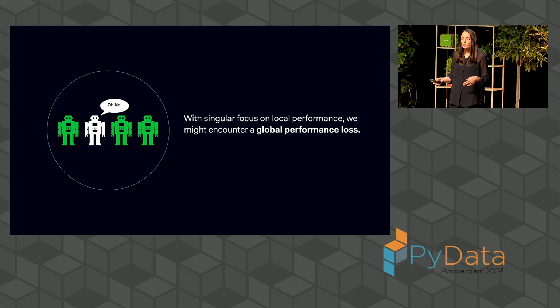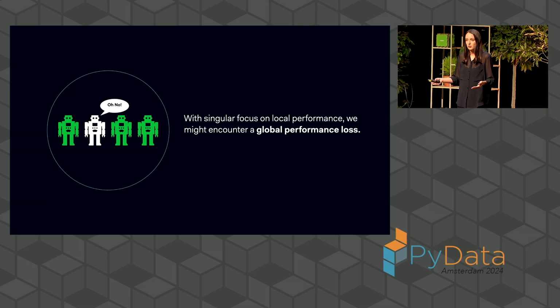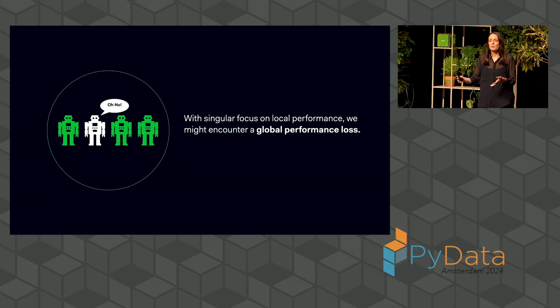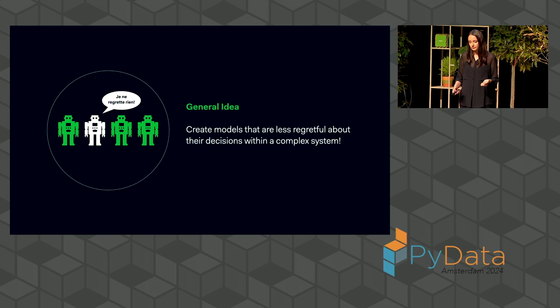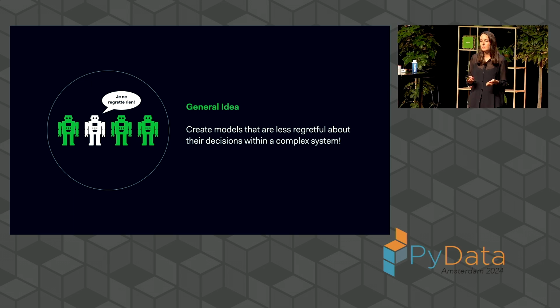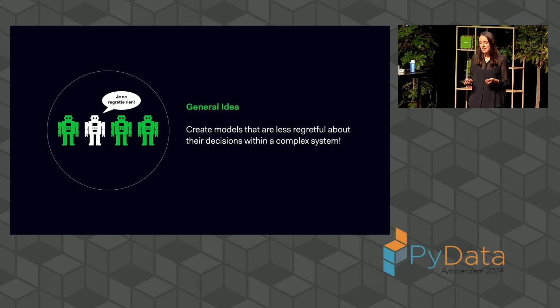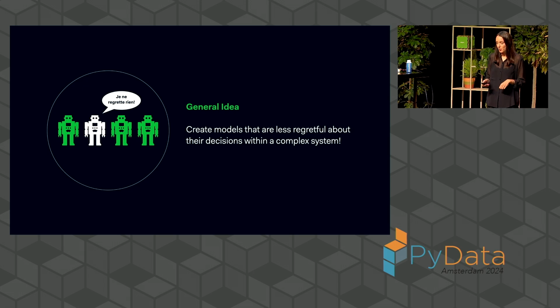So why do we want to focus on the global level? Because with a singular focus on local performance, there might be some performance loss. So there might be some performance that falls through the cracks, and we might not even be aware of that. The general idea that I want to talk about today is, within these complex systems, can we create models that are less regretful about their decisions, given the decisions of the other modules?